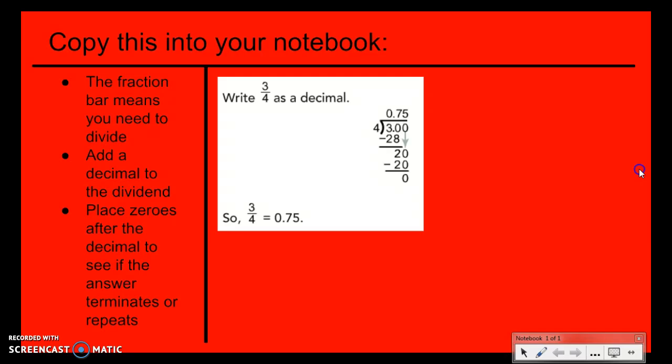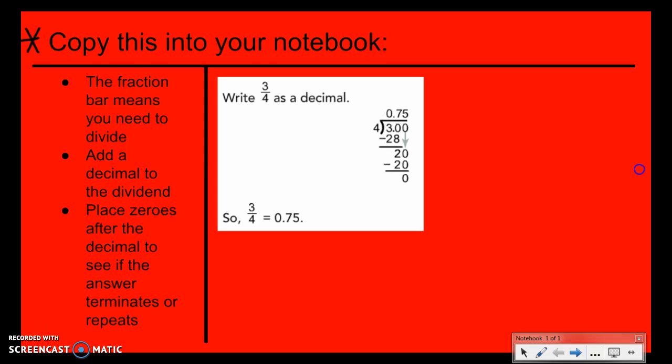Alright, just like I said last time, guys, whenever you see the words, copy this in your notebook. It's not a question. Just do it, please. Alright, so let's keep going.